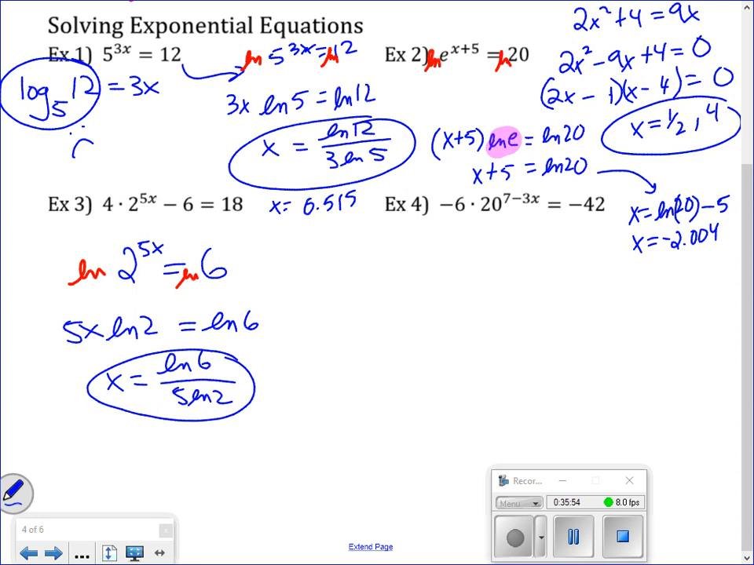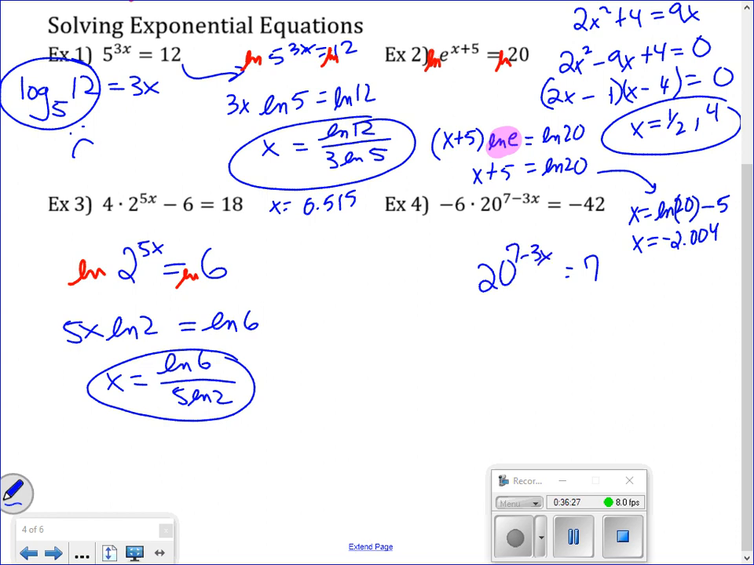All right. So for number 4, what's bothering you, you've got to get rid of? Then -6. So I have a problem also. If this thing doesn't turn positive, I can't take the ln of both sides either. But when I divide by -6, I get 7, right? So I have 20 to the 7 minus 3x equals 7. All right. So this one's just a little bit more annoying because the exponent's a little bit more annoying.